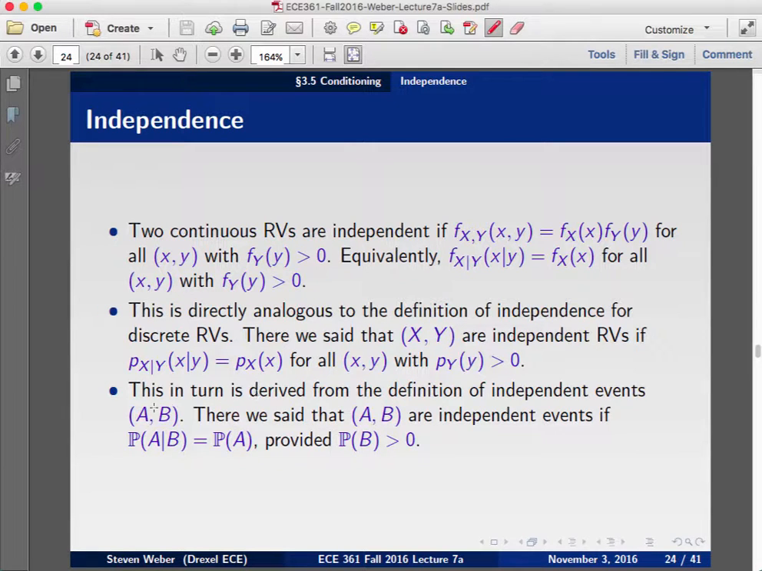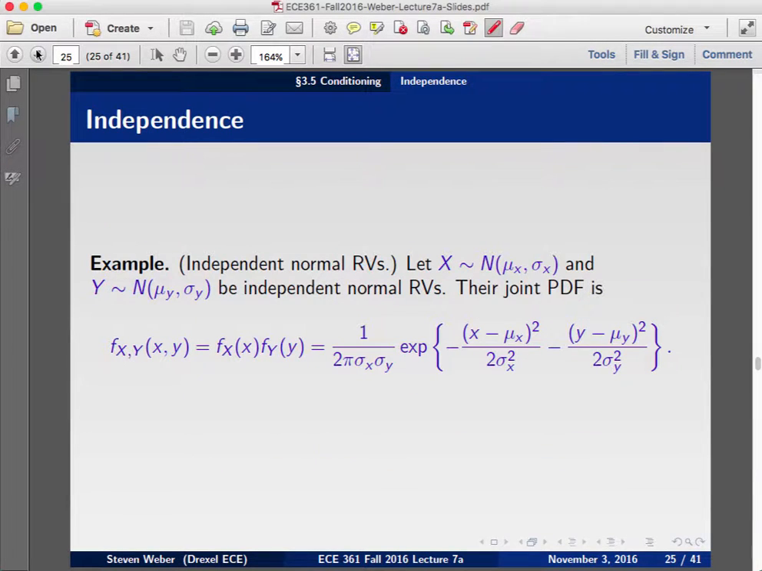There we'd said given events A and B, we say A and B are independent events if the probability of A given B equals the probability of A. That is, knowledge that B is true does not affect the probability that A is true. Okay, so the definition should not be too strange.